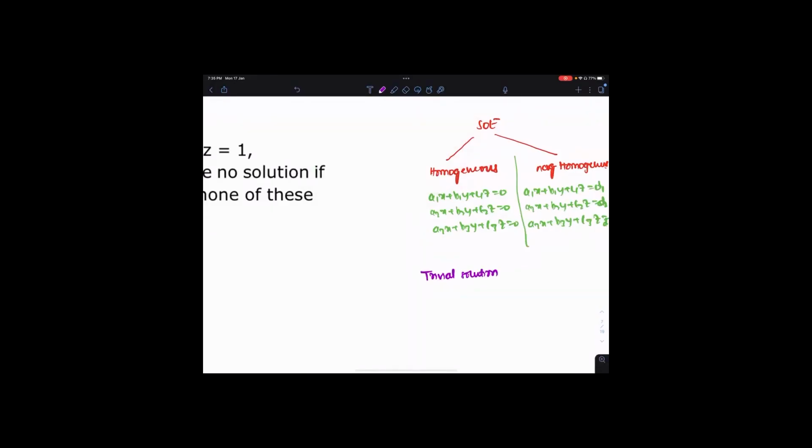First, what is meant by solution? It's the set x, y, z which satisfies all the given 3 equations. Okay.